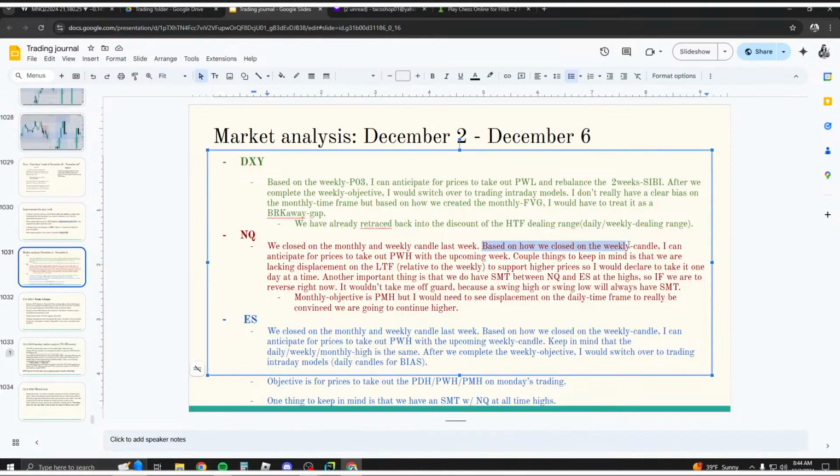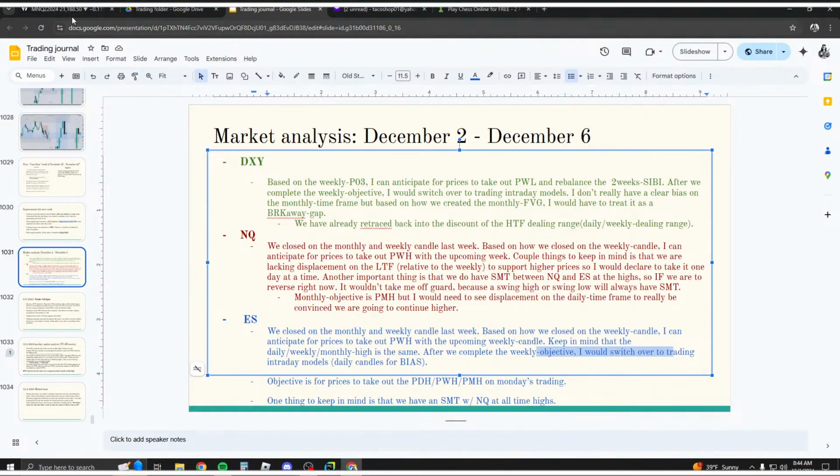Based on how we close here on the weekly candle, I can anticipate for price to take out previous week's high with the upcoming week. We have already completed that idea. So now, I should have written something about trading the intraday models. So keep in mind that after we complete the weekly objective here, I would switch over to trading intraday models. So daily candles for bias.